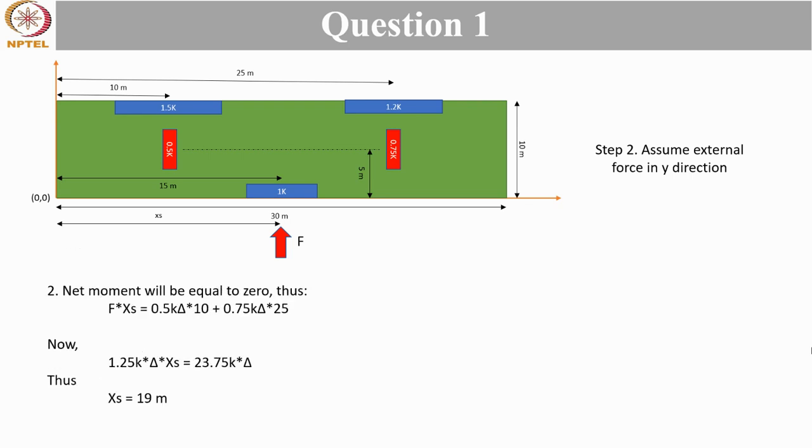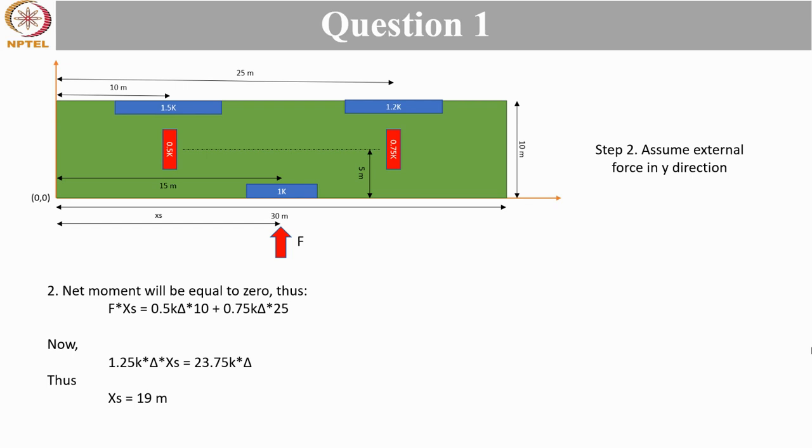This is one relation. Now, the net moment is also zero. So, assuming the moment about the origin, and let's say the center of stiffness is lying at a distance xs from the origin.